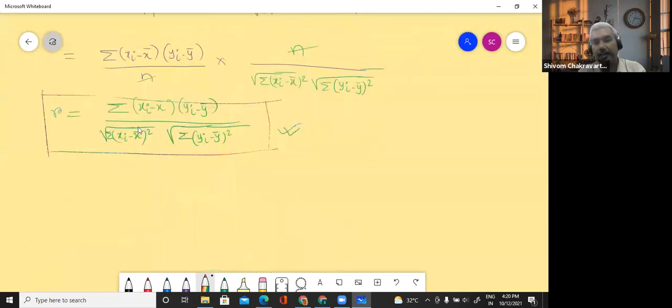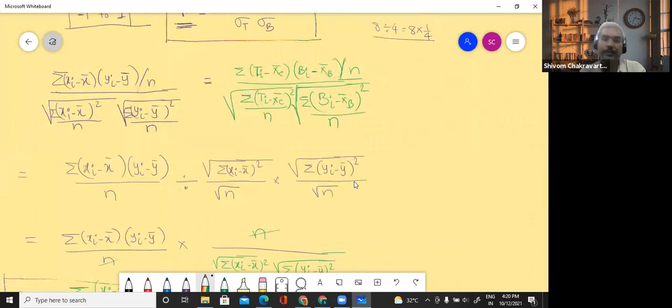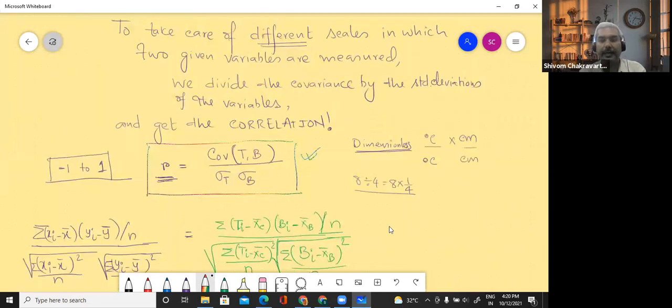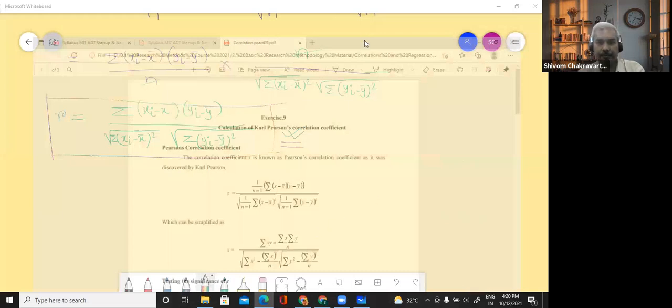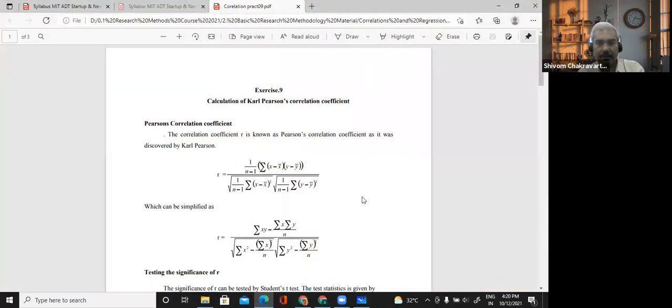Of course, while calculating, it will be easier to use the other formula, this one, especially while calculating by hand. So now let's have that problem.